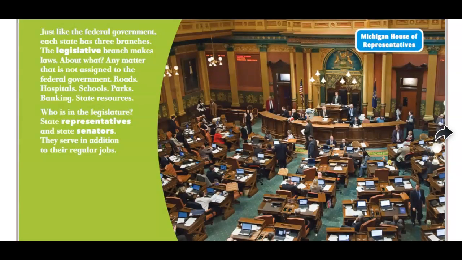Just like the federal government, each state has 3 branches. The legislative branch makes laws. About what? Any matter that is not assigned to the federal government. Roads, hospitals, schools, parks, banking, state resources.